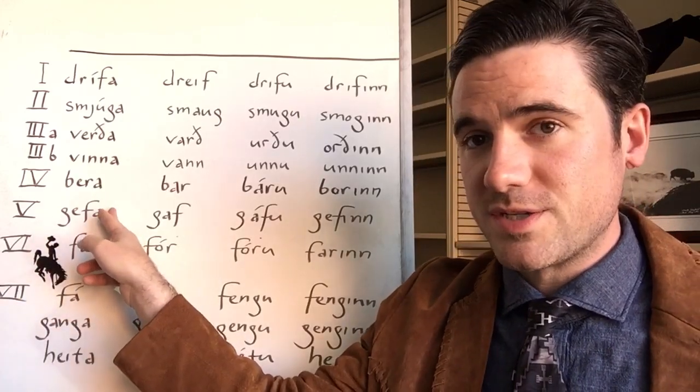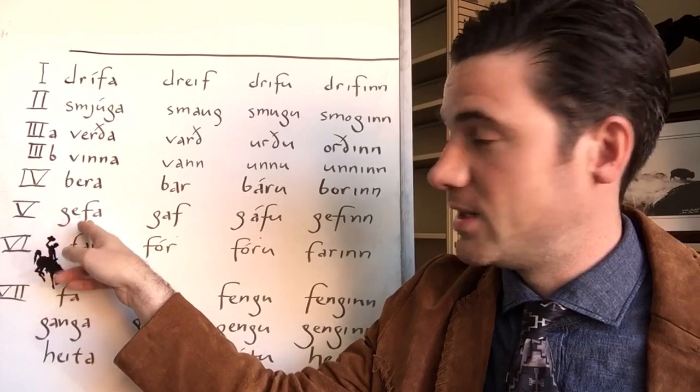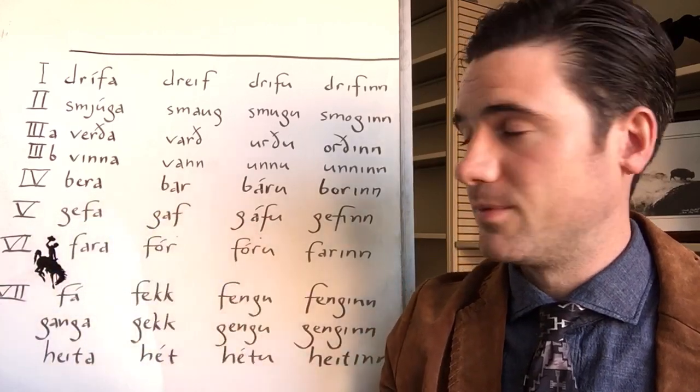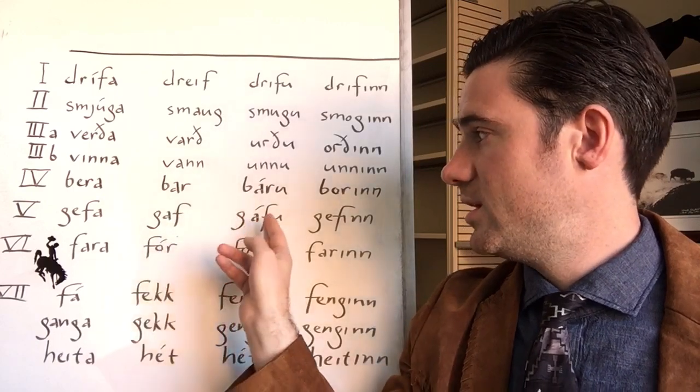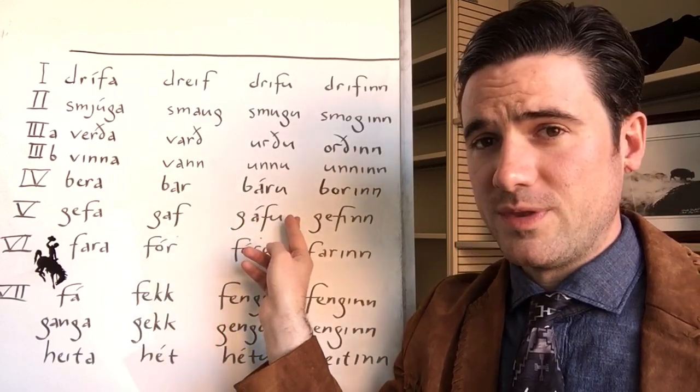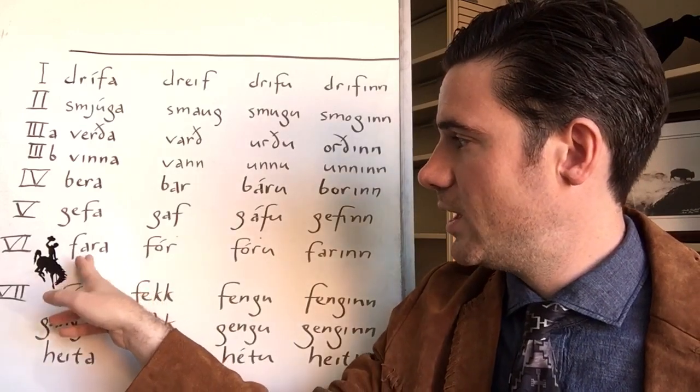And then gefa is a class 5. These are like class 4s. They have an E in the root and then one consonant. It's not R, L, M, or N. So gefa, to give, we've already seen this. Past tense, third person singular, gaf. He, she, it gave. Gáfu, they gave, gefinn, given, has given.